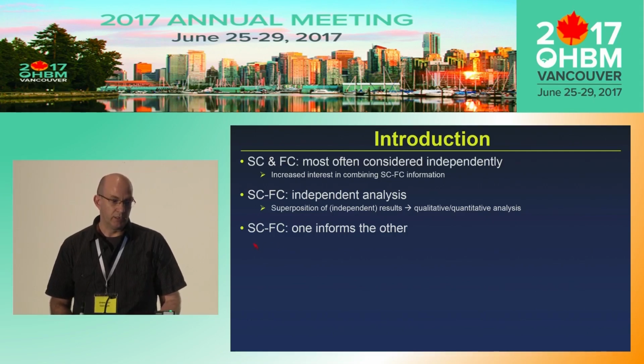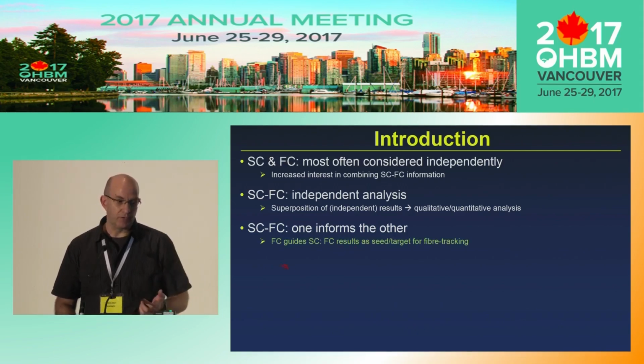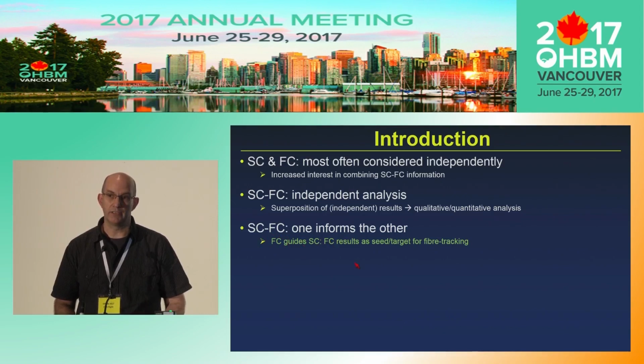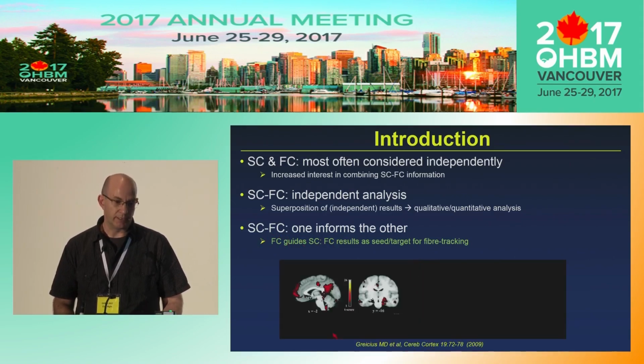So, for example, we can use one modality to inform the other. This is just one particular way: for example, taking the functional connectivity results to guide the structural connectivity. You can take the functional connectivity results as seed and target for fiber tracking, for example. And we can see here an example. What they did is they did BOLD fMRI, and they defined this functional network. In particular, this is the default mode network.